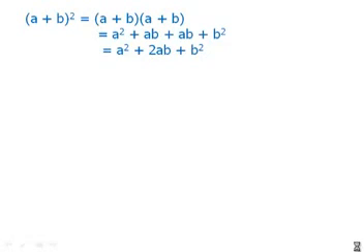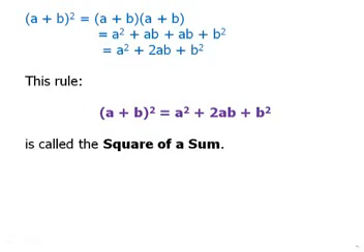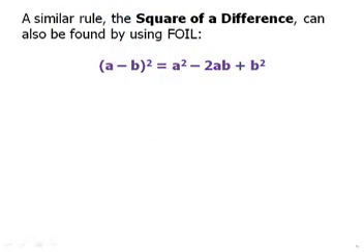And in fact, this is a very important pattern. This rule, (a plus b) squared equals a squared plus 2ab plus b squared, is called the square of a sum. And it's very good to be familiar with this pattern. It's very good to FOIL this out and practice this until you really know this pattern inside out. A similar rule, the square of a difference, can also be found by FOILing. This is (a minus b) squared equals a squared minus 2ab plus b squared.